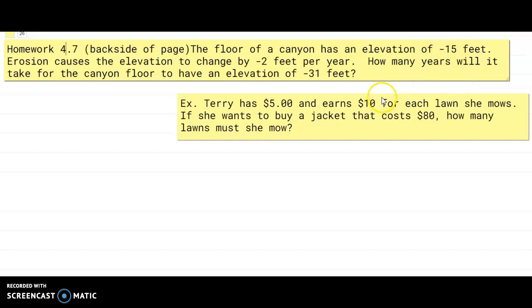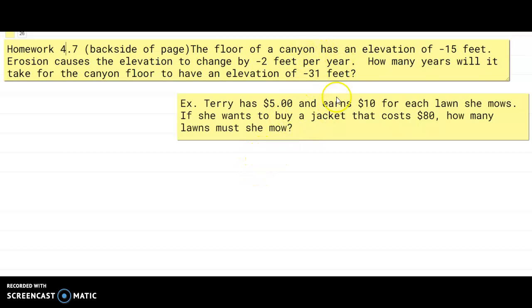Well, in order to see how to do this problem, I think it's helpful to look carefully at the example that's given on the page. In the example, which is a completely different problem, but you're going to solve it the same way, Terry has $5 and earns $10 for each lawn she mows. If she wants to buy a jacket that costs $80, how many lawns must she mow? So your directions at the very top of the page are to write and solve two-step equations to find the answer to these problems.